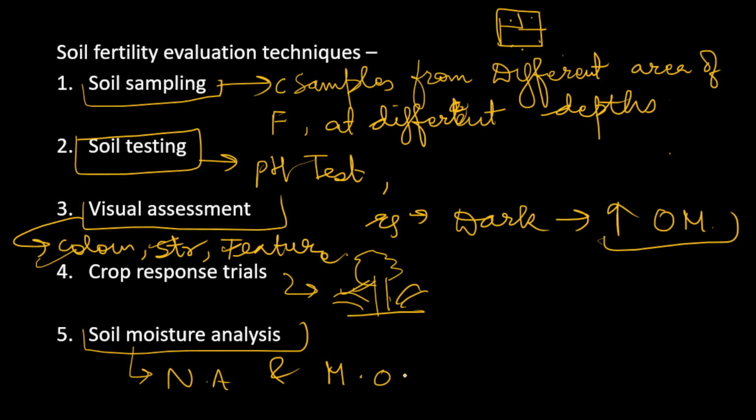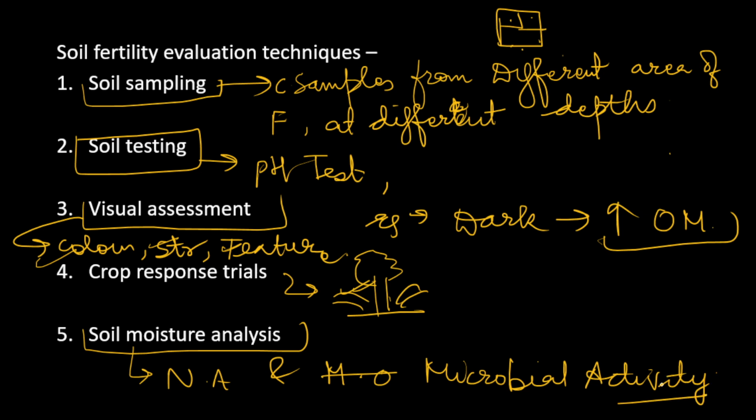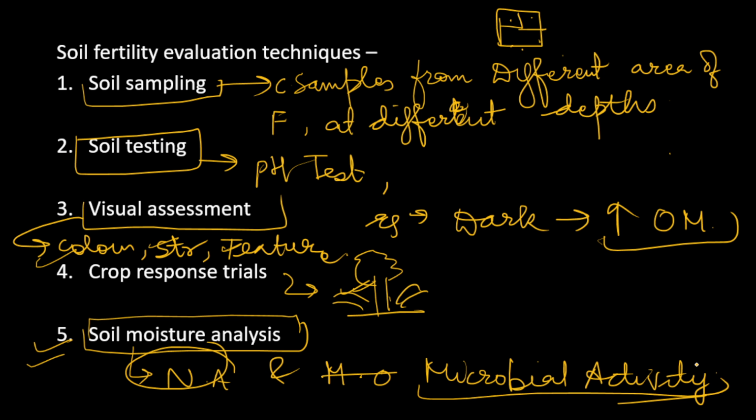Microorganisms availability, or you can say microbial activity. That will be better. So these two things can be done. Either we can do nutrient analysis, or we can do soil moisture analysis. We have to check the moisture of soils, because moisture is very important for nutrient availability and microbial activity. So checking soil moisture will be another technique.